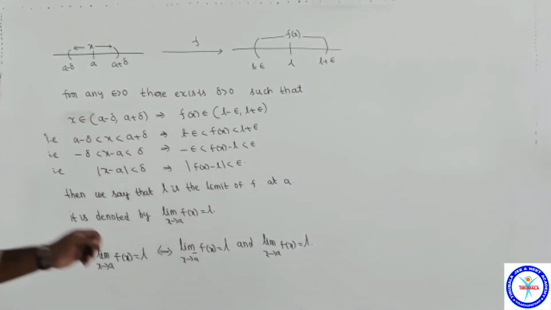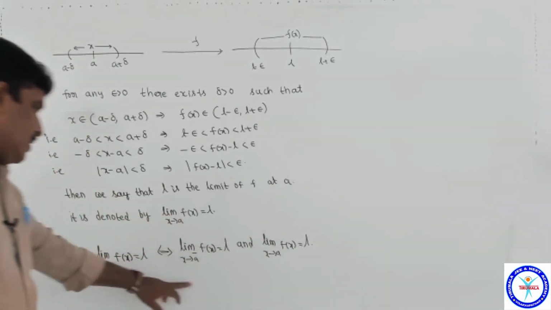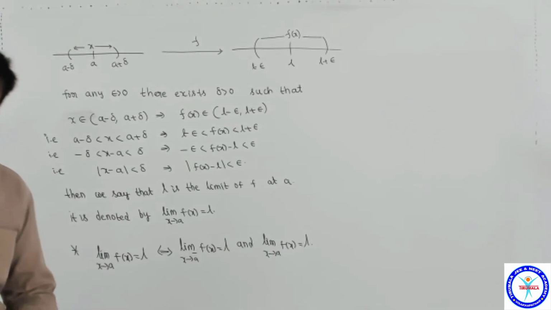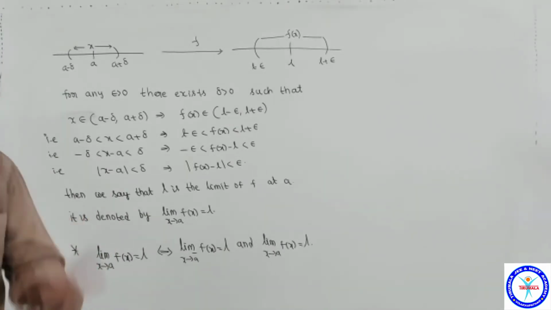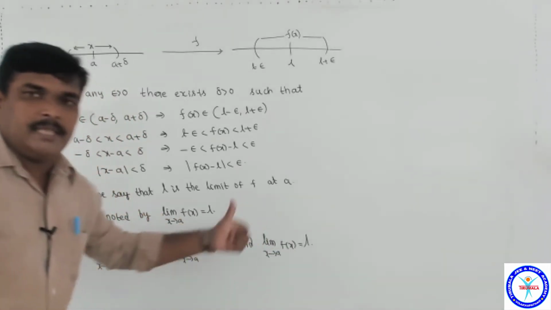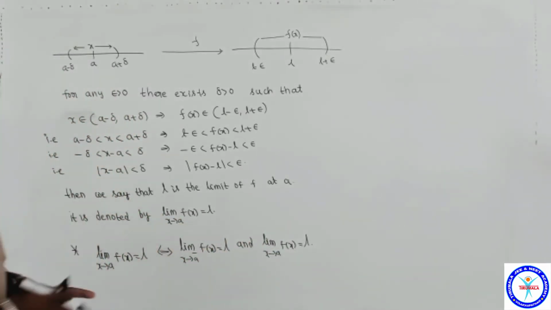If it is true, then this one is true. So if the limit exists, then the left limit and right limit both exist. If the right limit and left limit exist and are equal, then the limit exists.